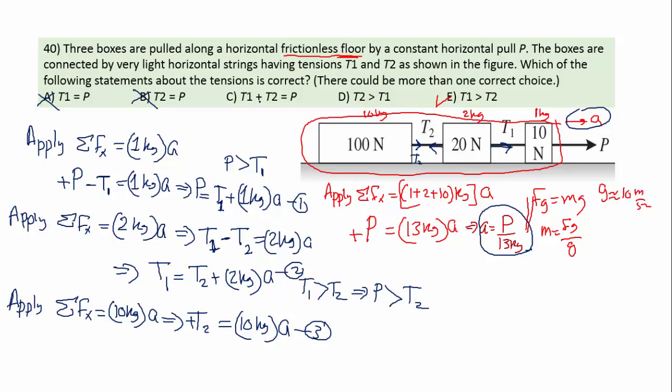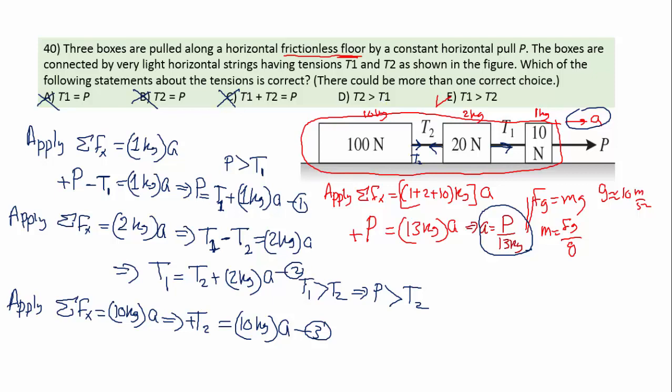Choice C tells us that T1 plus T2 equal to P. Now this is wrong. Why? Because if you look at equation 1 and equation 3, equation 1 tells us that P is equal to T1 plus 1 kilogram times A. So in order for P to be equal to T1 plus T2, T2 has to be equal to 1 kilogram times A. But we found from equation 3 that T2 is equal to 10 kilograms times A. So it's not 1 kilogram times A. Hence, this choice is wrong. Choice D tells us that T2 is bigger than T1.